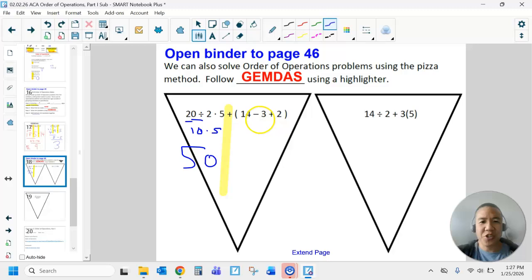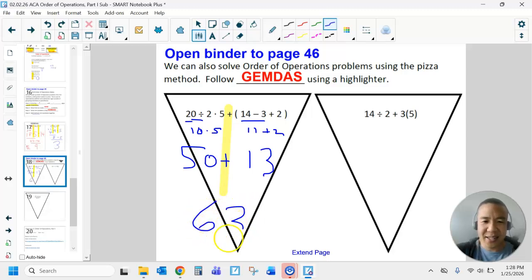Next one, let's do the right side. 14 minus 3 plus 2. What is 14 minus 3? 11. 2 more is 13. And what do they want you to do with both of these? Add them. 50 plus 13 is 63.